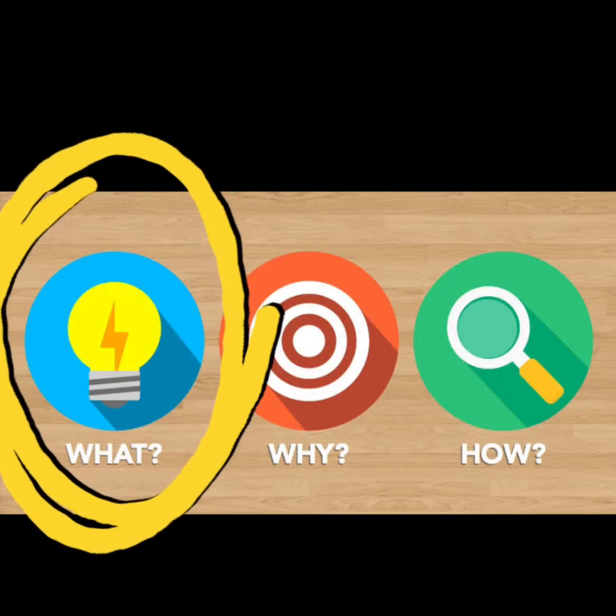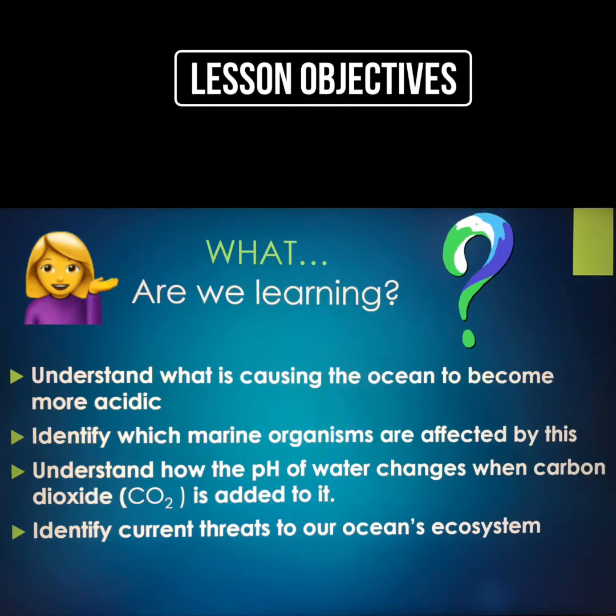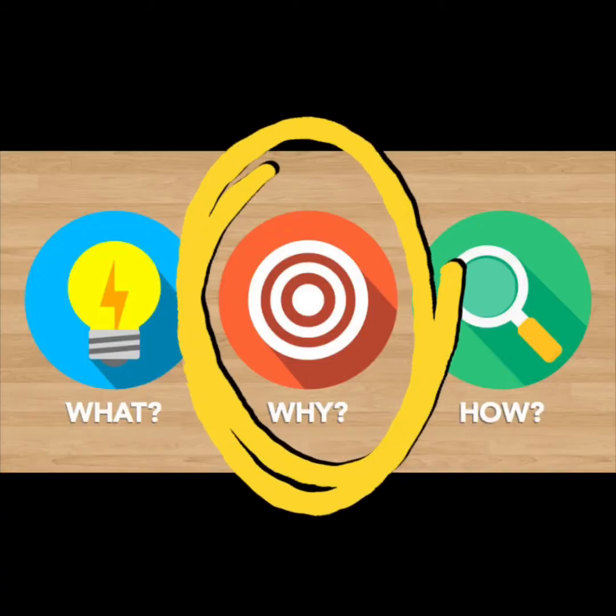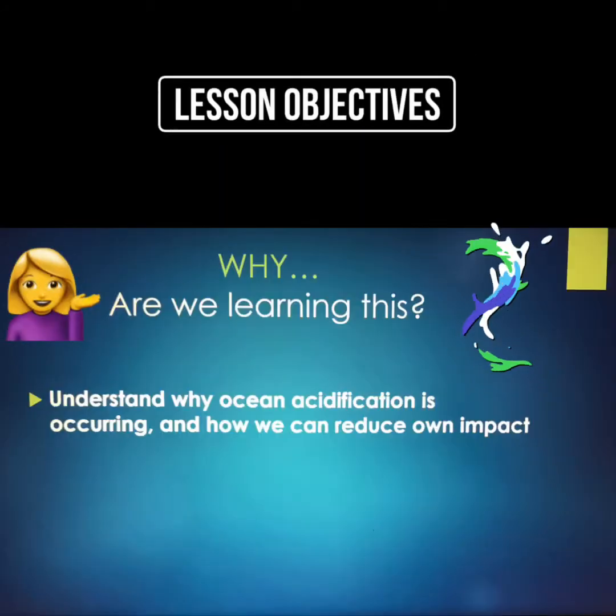Let's go through our lesson objectives. First up, our what. What are we learning today? Today we are learning to understand what is causing the ocean to become more acidic, to identify which marine organisms are affected by this, to understand how the pH of water changes when carbon dioxide is added to it, and to identify current threats to our ocean's ecosystem. So why are we learning this today? We are learning this to understand why ocean acidification is occurring and how we can reduce our own impact.